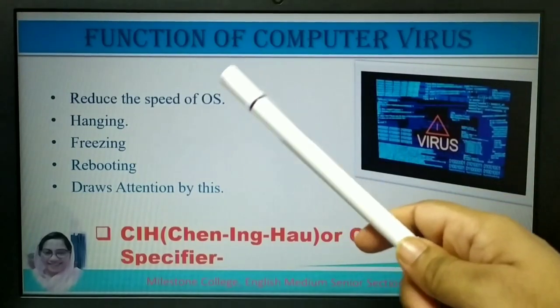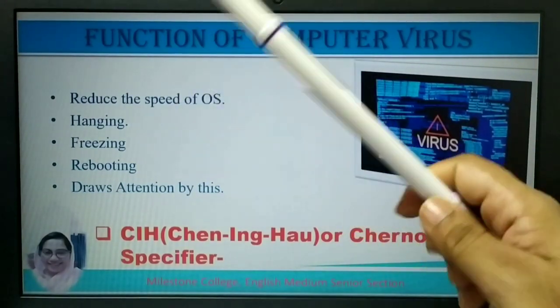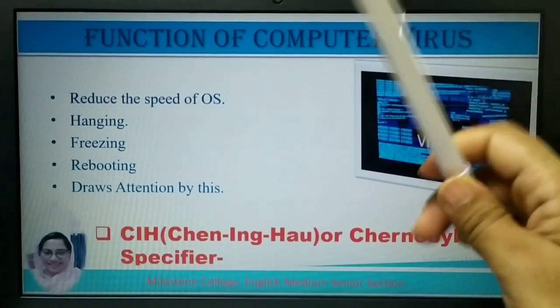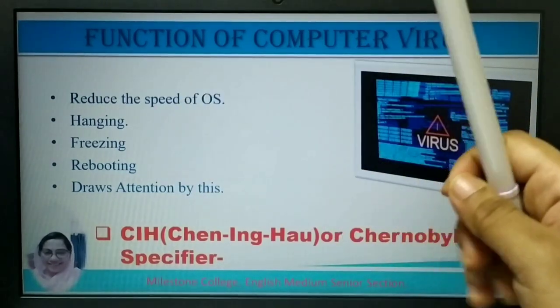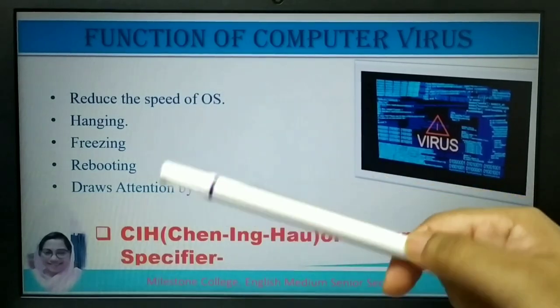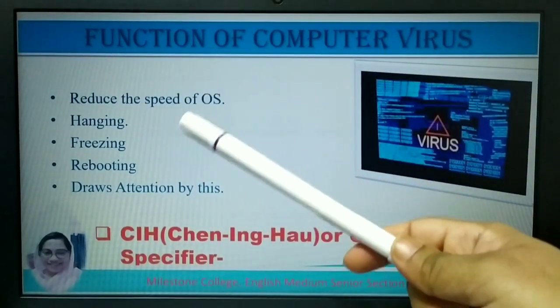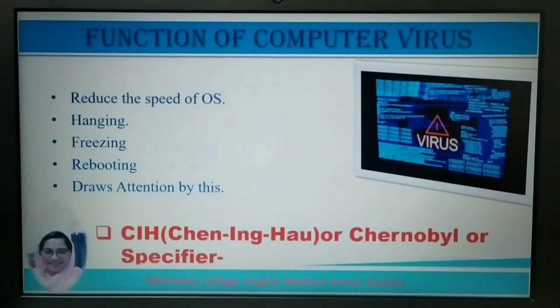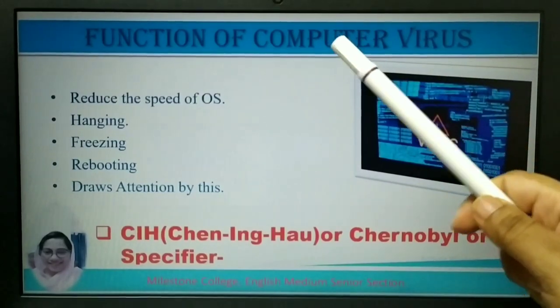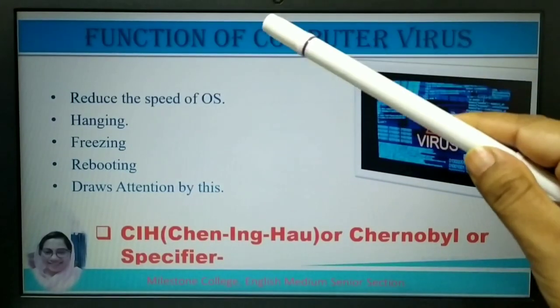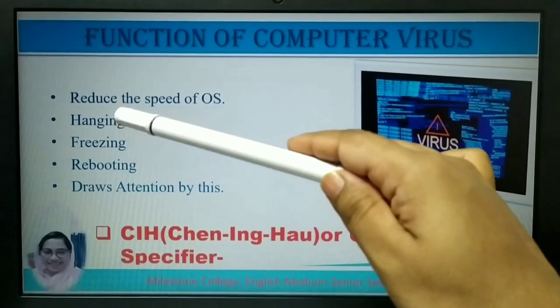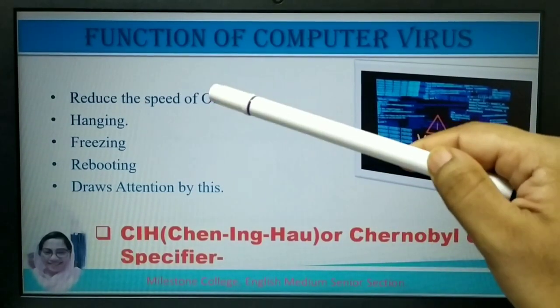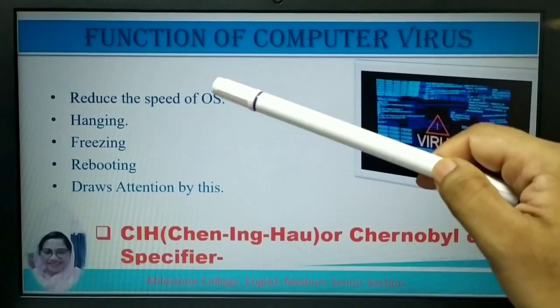Okay, so how will you understand that your computer, your desktop or your smartphone is attacked by malware? There are some symptoms, just like when you feel sick. Suppose you have a fever, what is the symptom? Yes, your temperature increases. Like that, when a computer virus attacks a computer, it reduces the speed of the OS. We know what OS is, operating system, right? So it reduces the speed of the OS.